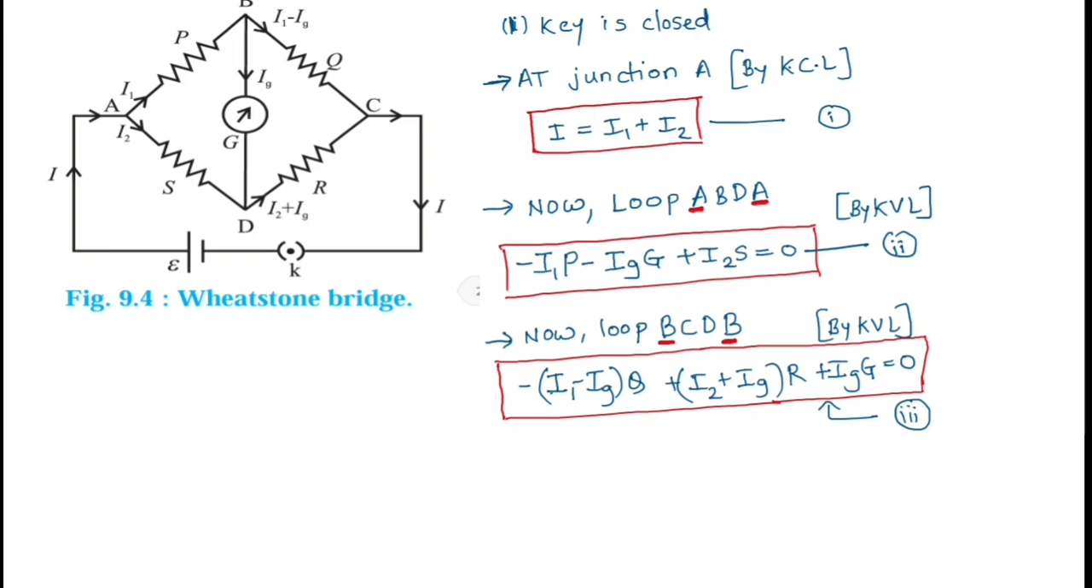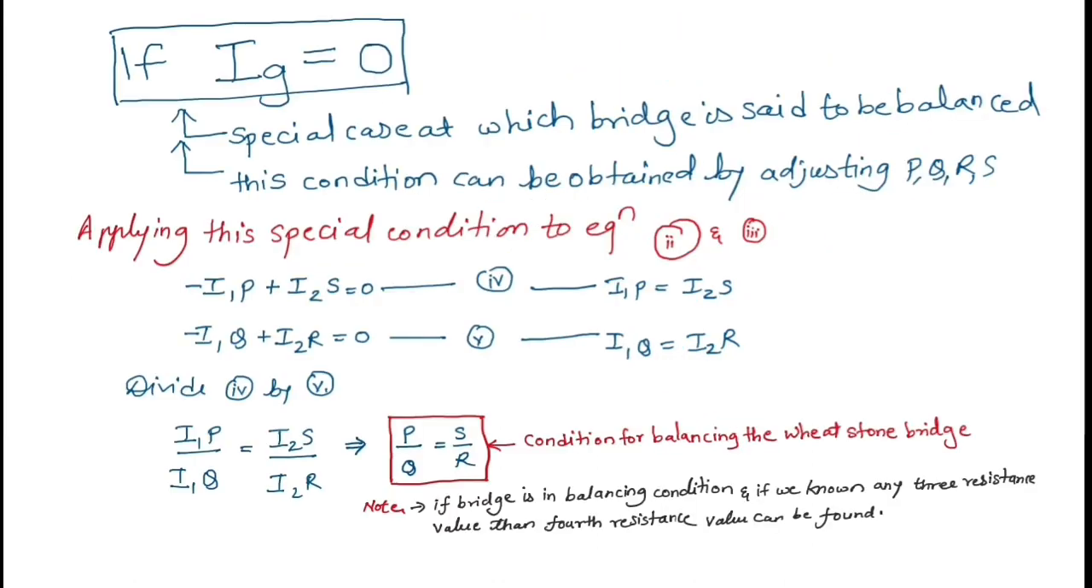So how can we obtain this balancing condition? There is one way to obtain this balancing condition, that is the current flowing through the galvanometer should be 0. That is, the potential difference at B and D should be the same. When the potential difference is the same, at that time current will not flow. Therefore, I have written here, if Ig is equal to 0, this is a special case at which the bridge is said to be balanced. This condition can be obtained by adjusting P, Q, R, S.